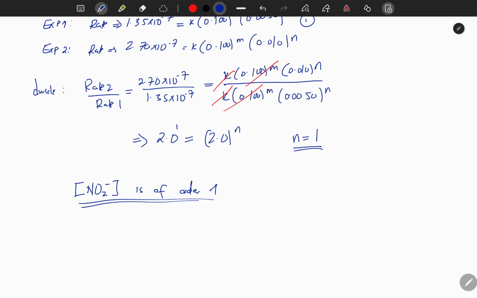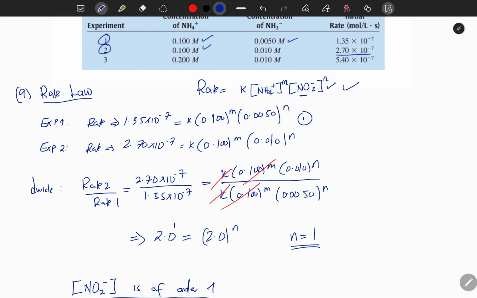Next, we find M. We do the same. We need to pick 2 experiments from here that can help us to do this. We need to target where we can cancel. So we can cancel this so that we can remain these 2 because we're looking for M. M is attached to there. So we go to experiment 2 and experiment 3.